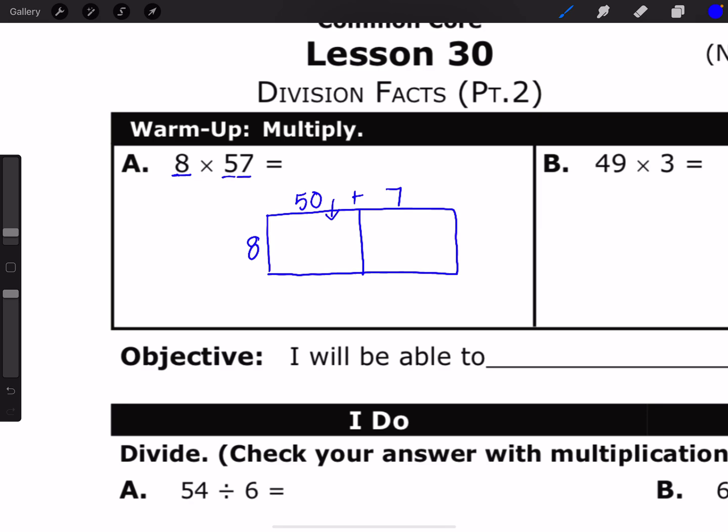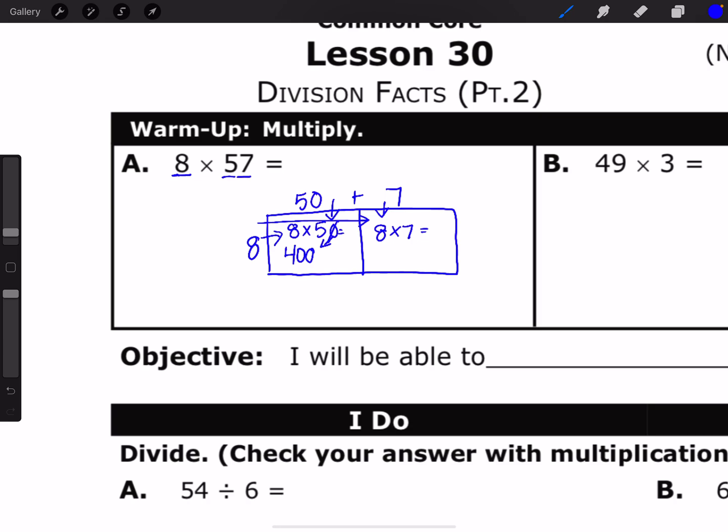We're going to multiply 8 times 50 together. Momentarily take that 0 off. 8 times 5, I know is 40. We need to put that 0 back on. So 8 times 50 is 400. Our next box is going to be 8 times 7. We don't need to worry about any zeros because there are no zeros.